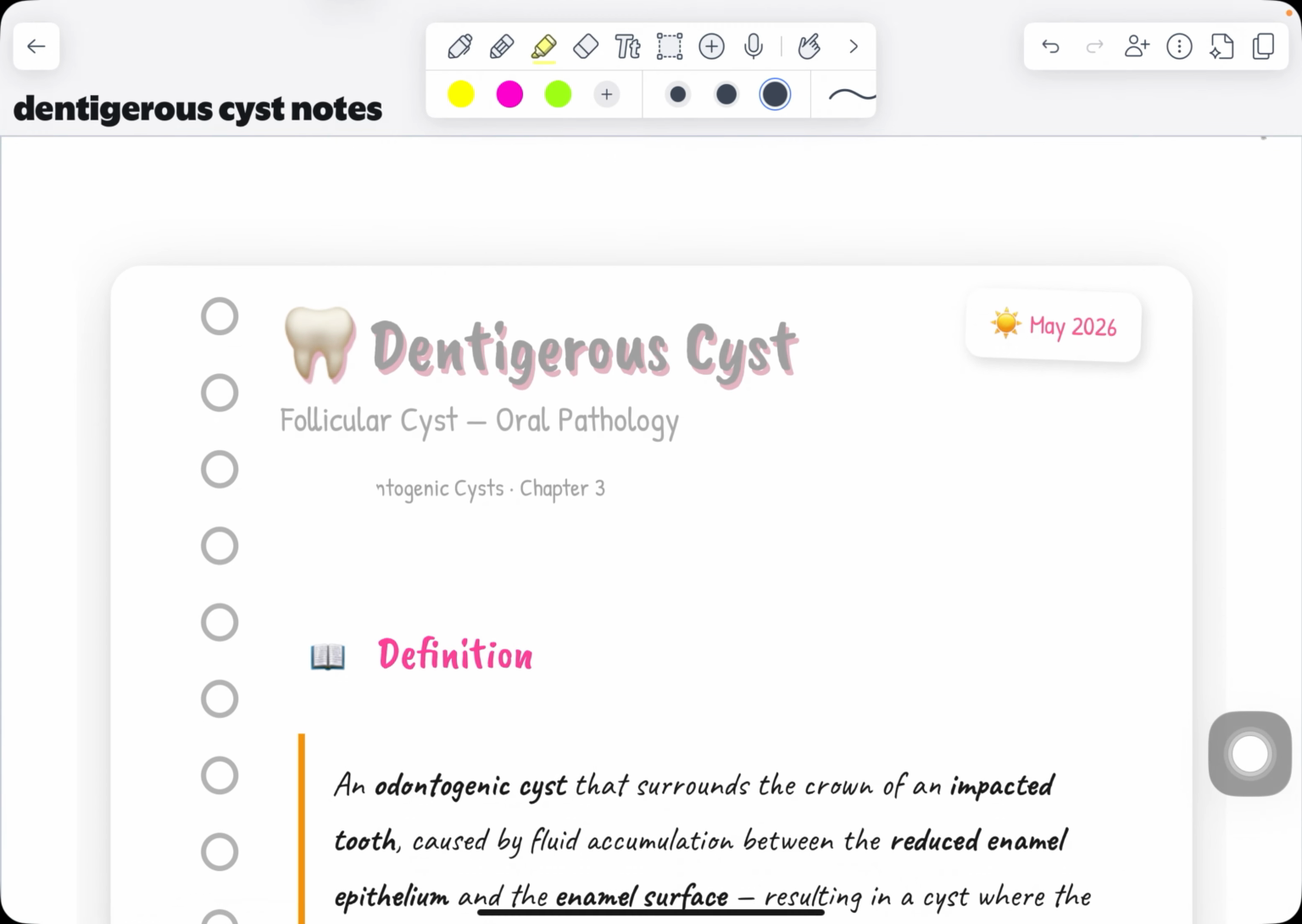Hi guys, so let's start with this very important odontogenic cyst, that is the dentigerous cyst.